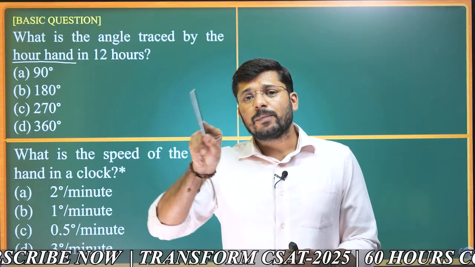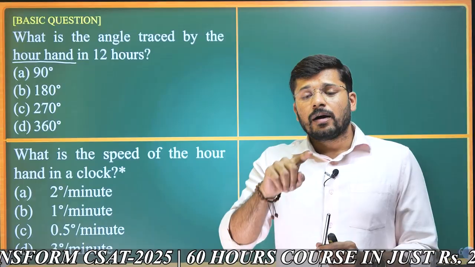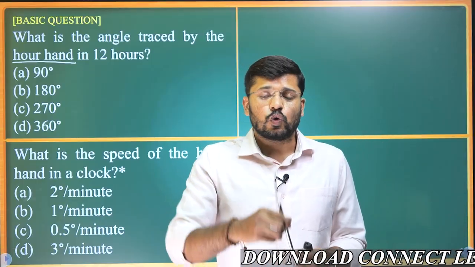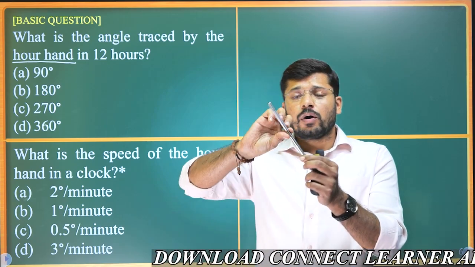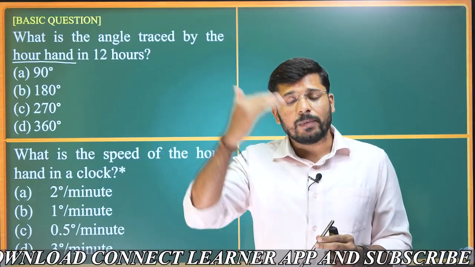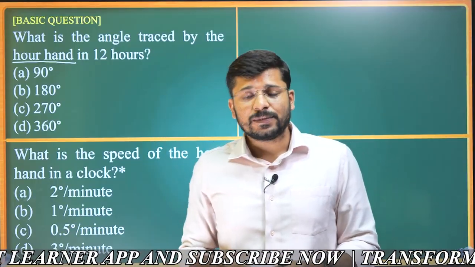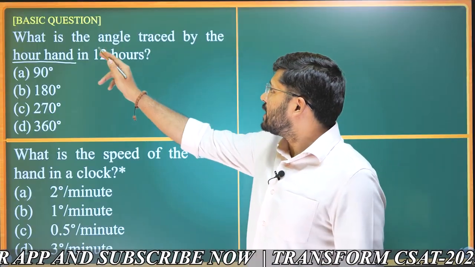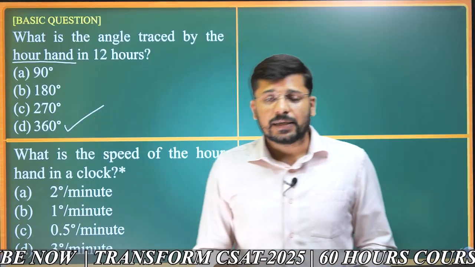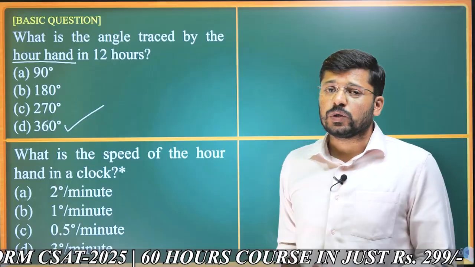Then when will it make a full circle again? When it makes a full circle, it will be 12 a.m., that is midnight. Again 12. So in 12 hours, that is from noon 12 to midnight 12, it will make a complete circle. And we know that a complete circle is 360 degree. So what is the angle traced by the hour hand in 12 hours? The answer is 360 degree. Now based on this concept, we shall answer this question.